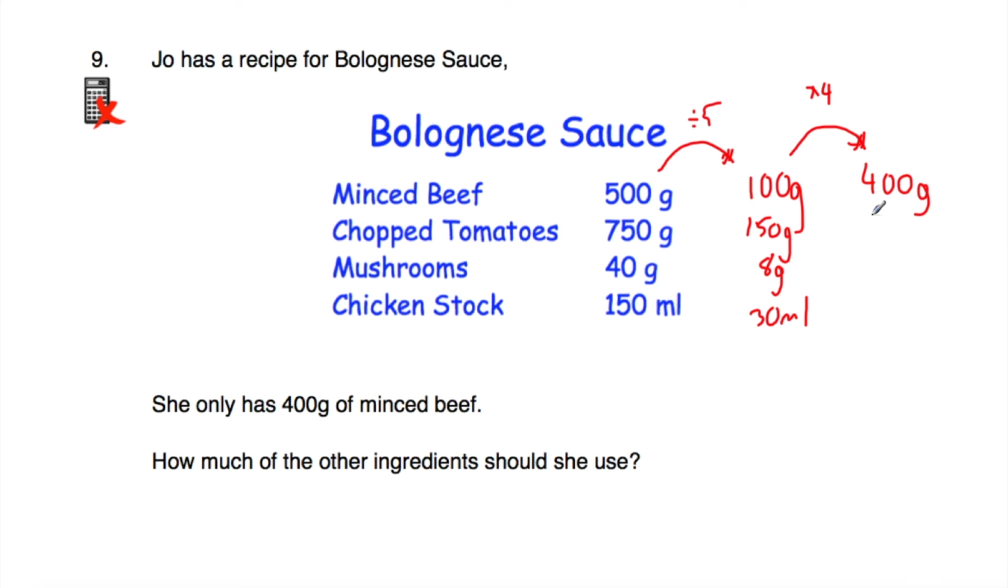150 times 4 is 600 grams of chopped tomatoes. In terms of the mushrooms, 8 grams times 4 would be 32 grams of mushrooms, and our 30 milliliters of chicken stock times 4 would be 120 milliliters of chicken stock. And that's it. That's how much of the other ingredients you would need.